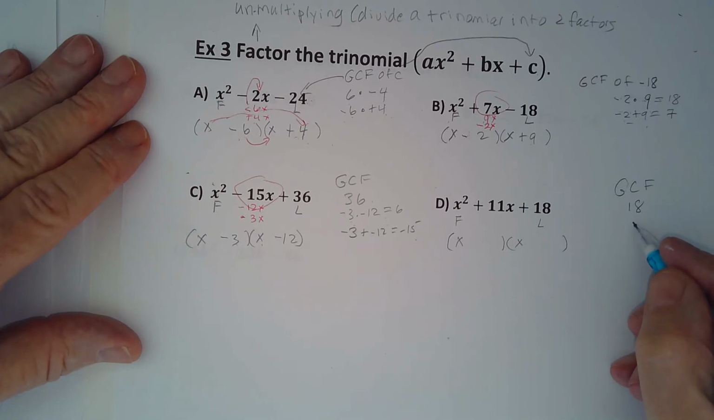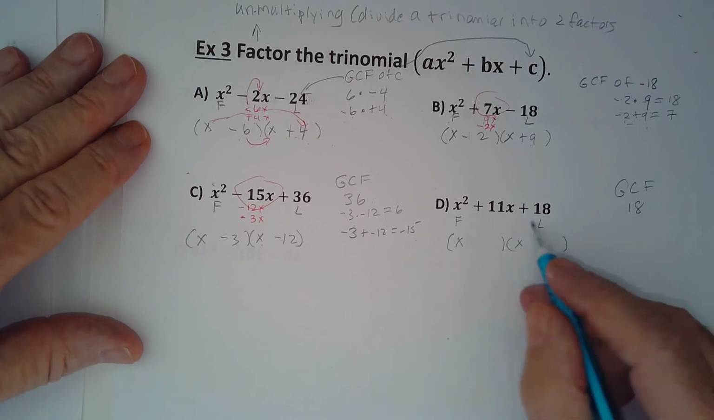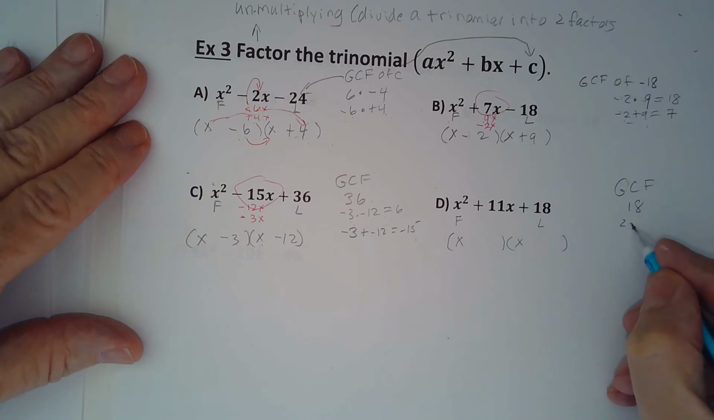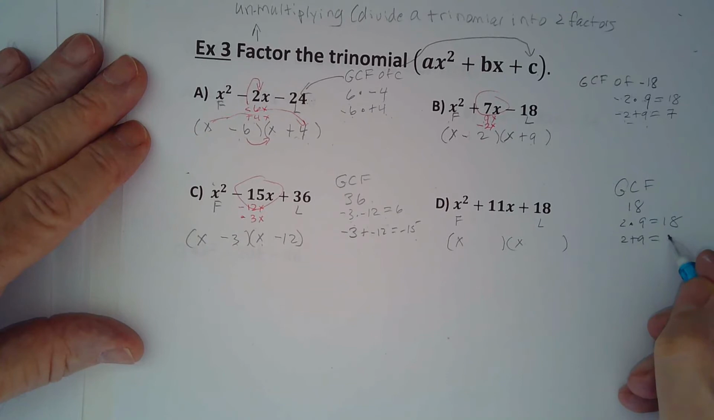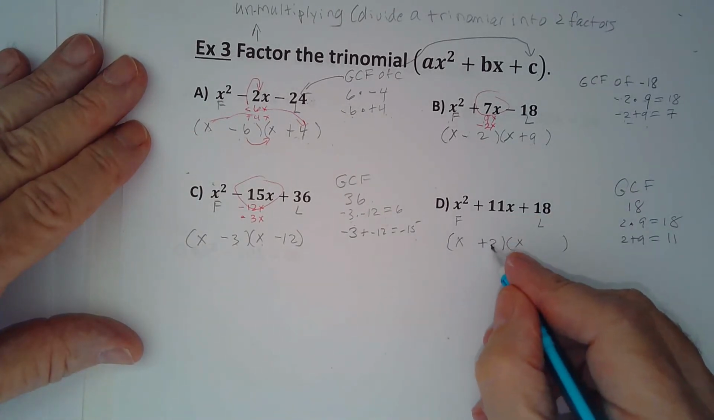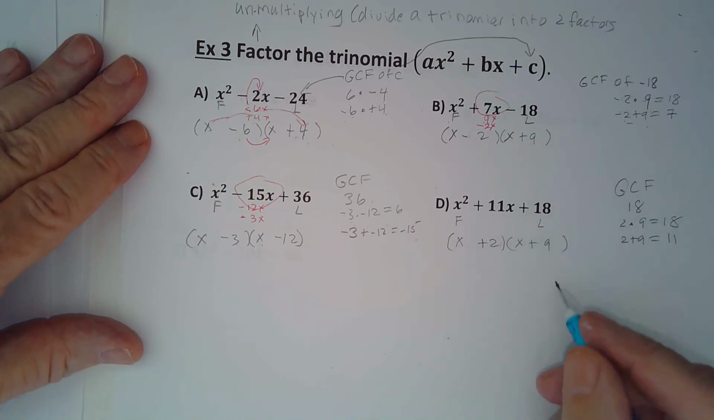6 times 3 is 18. 6 and 3 is 9. Let's see. 18. 2 times 9 is 18, right? And 2 plus 9 equals 11. So that's what we want, 2 and 9. Plus 2, plus 9. Now let's check these.